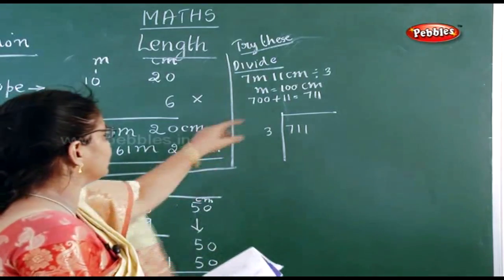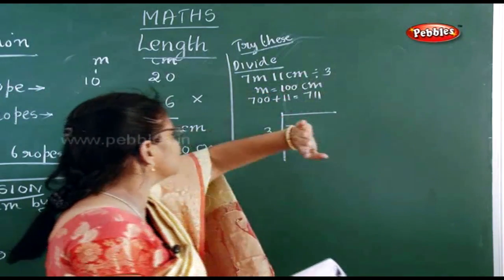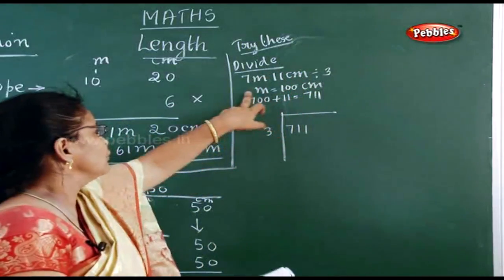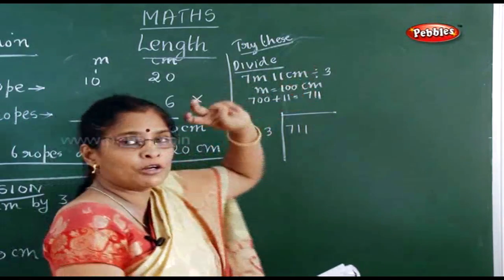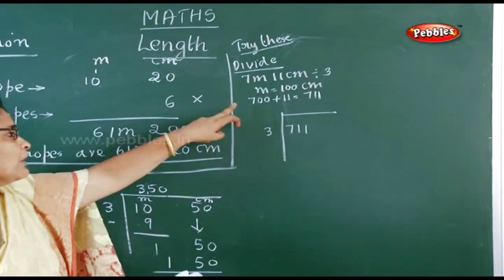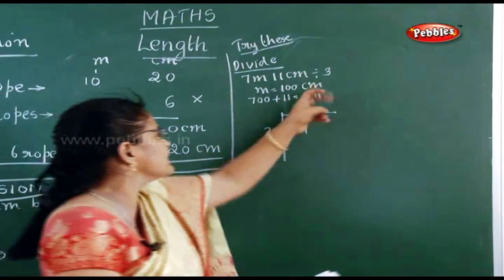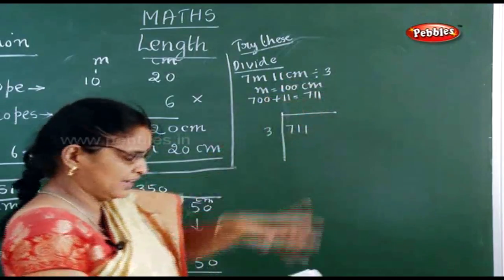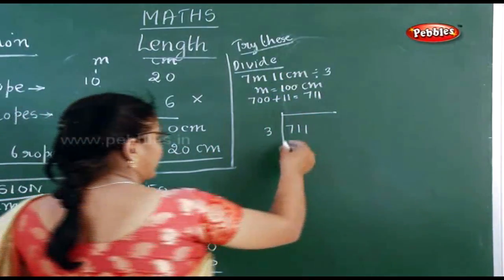Now what you have to do here is 7 meter, 11 centimeter. So this meter you have to convert into centimeter. How will you convert meter into centimeter? Already I told you, 100 centimeter. So 7 into 100, 700 plus 11, 711. So this you have to divide with 3.